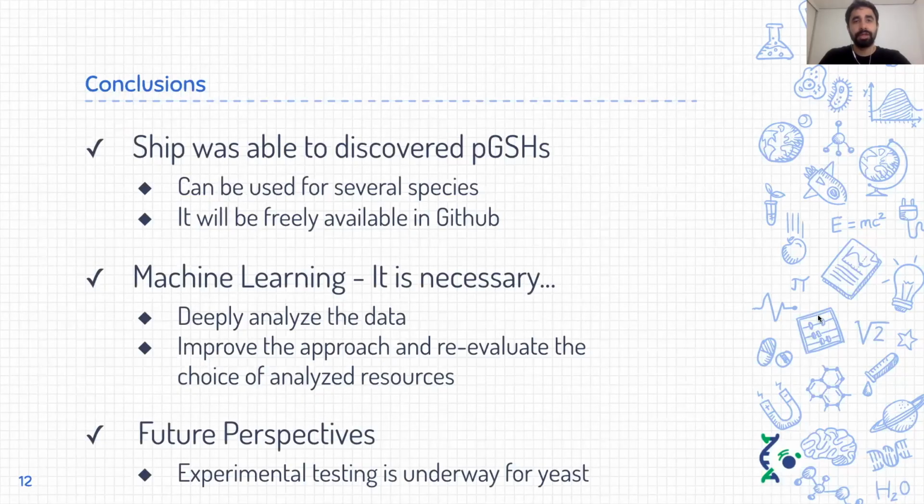In conclusion, unlike the empirical methods used in previous studies, SHIP provides a more efficient analysis in identifying pGSHs, enabling a refinement and systematization of this search. About the machine learning, we need to improve the approach and reevaluate the choice of analyzed features, but the analysis performed provides an initial effort to reduce possible GSHs to be validated with experimental data. Next, we will start the in vivo validation with Saccharomyces cerevisiae.